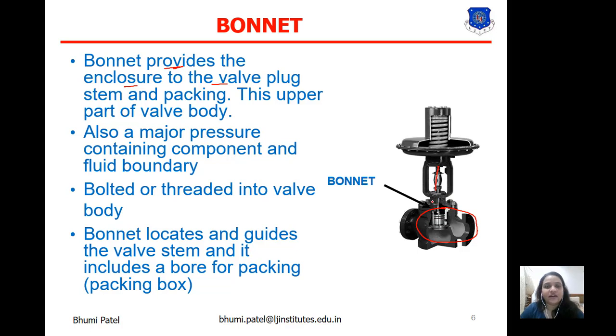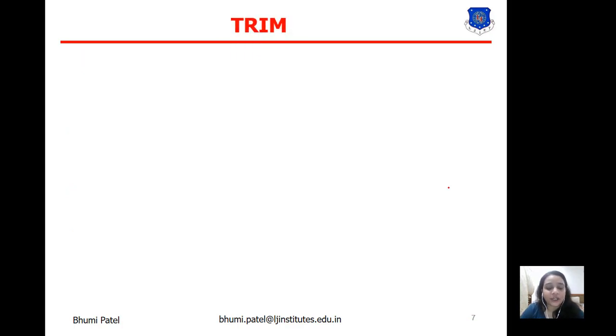It is always connected with the valve body, and the upper portion of the bonnet is connected to the stem with the bolted or threaded valve body. Now next one is the trim.